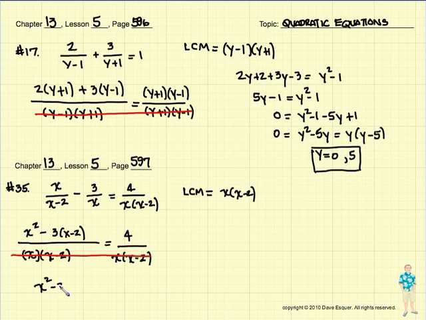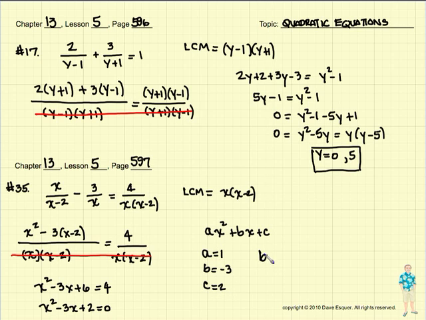So our equation looks like x squared minus 3x plus 6 is equal to 4. Or x squared minus 3x plus 2 is equal to 0. Remember, we want to use that zero product property. Oh, we don't even have to factor. Let's just play with the discriminant, ax squared plus bx plus c. And we find out that a is 1, b is negative 3, and c is a positive 2.